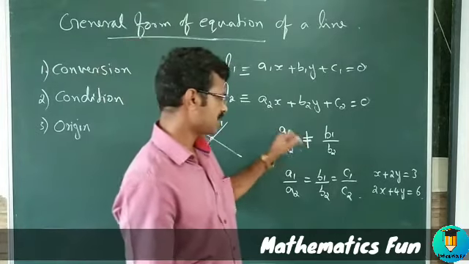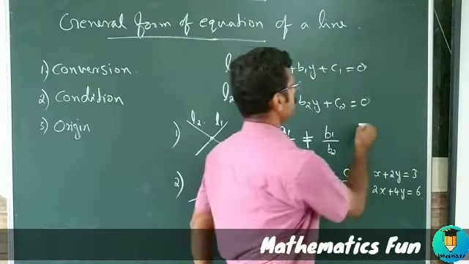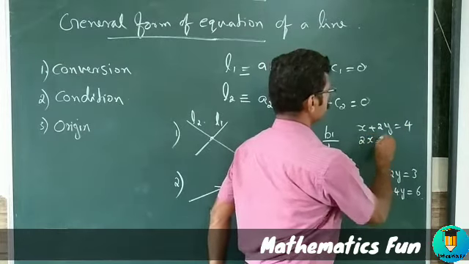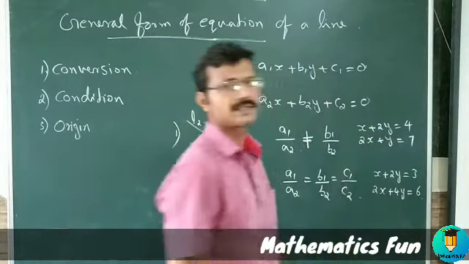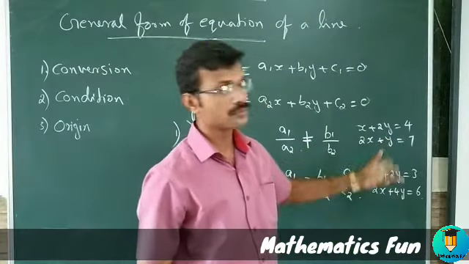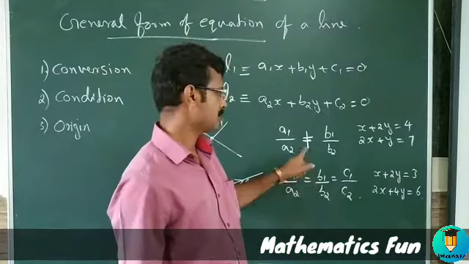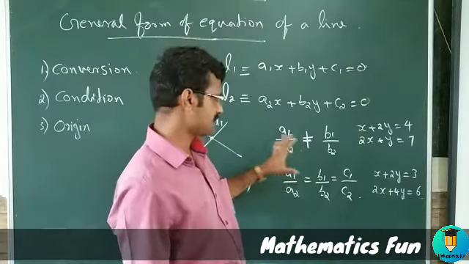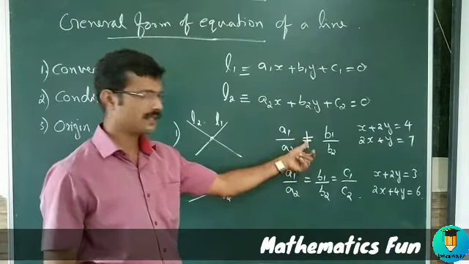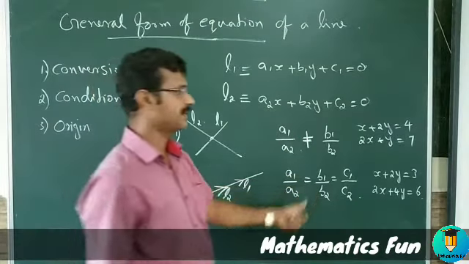Now if I write an example, x plus 2y is equal to 4, 2x plus y is equal to 7. This is an intersecting line. Here the ratio is 1:2, here the ratio is 2:1. Both are different, both are not equal. So this is the situation of intersecting lines. There is a condition for intersecting lines, and this is the condition for coinciding lines.